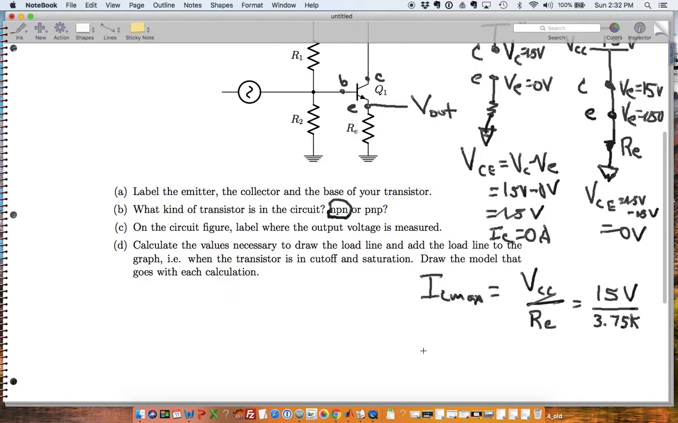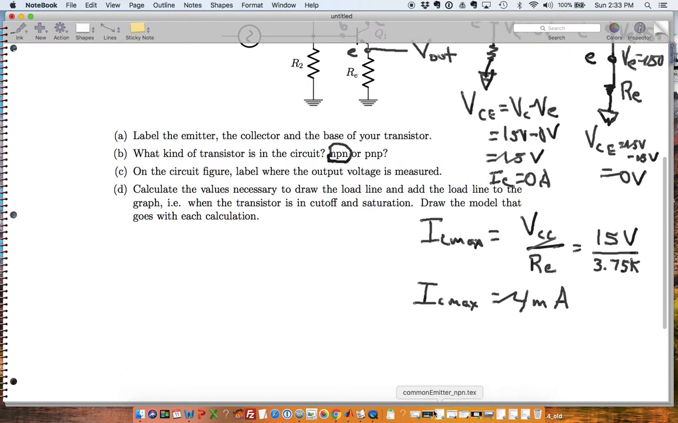And so my IC max is equal to 4 milliamps. Okay, so we can go down to the graph then, on the next page.